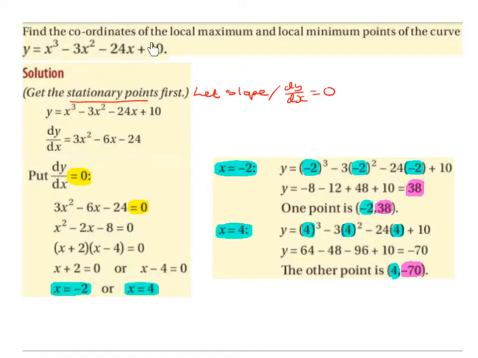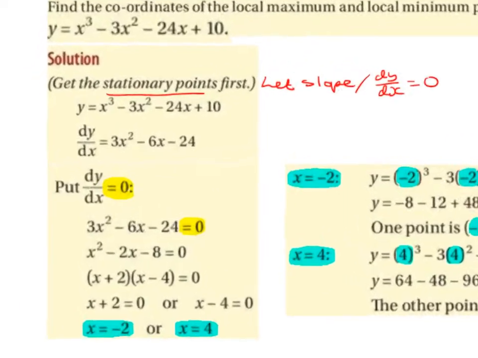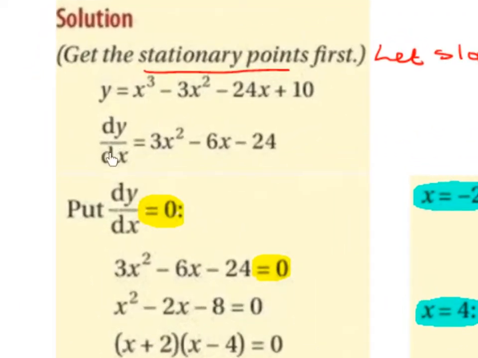Find the coordinates of the local maximum and local minimum points of the curve y equals x cubed minus 3x squared minus 24x plus 10. So we start by getting the stationary points first. So basically let the slope, or dy dx, which is the same thing, equal 0. So if y equals x cubed minus 3x squared minus 24x plus 10, then dy dx equals 3x squared minus 6x minus 24. So we put dy dx equal to 0, and then we solve for x.